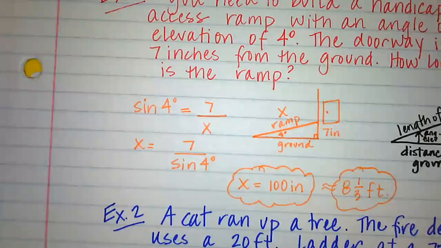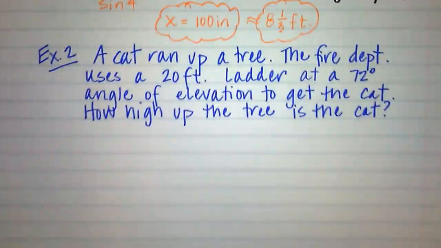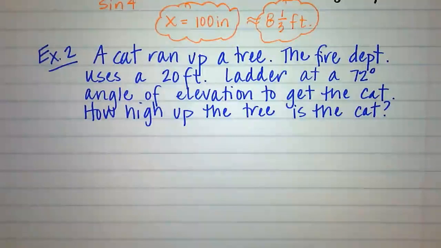All right. Next example. Again, I already have it written out, so if you need to pause the video so you can get it copied. So a cat ran up a tree. Fire department uses a 20-foot ladder at a 72-degree angle of elevation to get the cat. So how high up the tree is the cat?